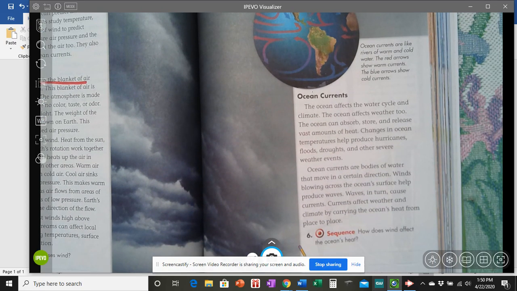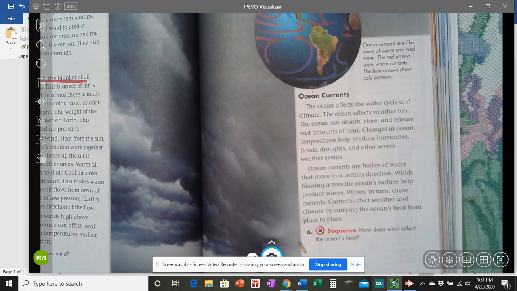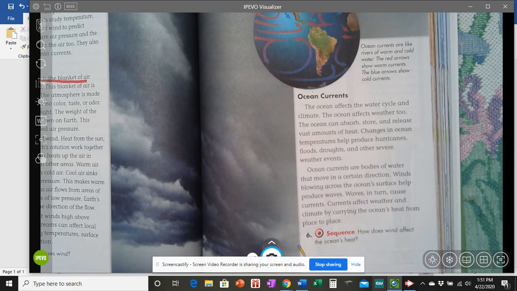Ocean currents. The ocean affects the water cycle and climate. The ocean affects weather too. The ocean can absorb, store, and release vast amounts of heat. Changes in ocean temperatures produce hurricanes, floods, droughts, and other severe weather events. Ocean currents are bodies of water that move in a certain direction. Winds blowing across the ocean surface help produce waves. Waves, in turn, cause currents. Currents affect weather and climate by carrying the ocean's heat from place to place.